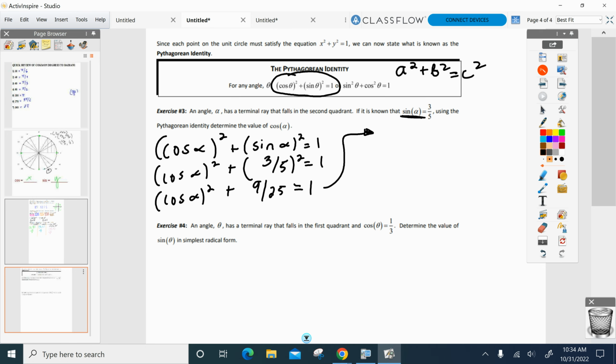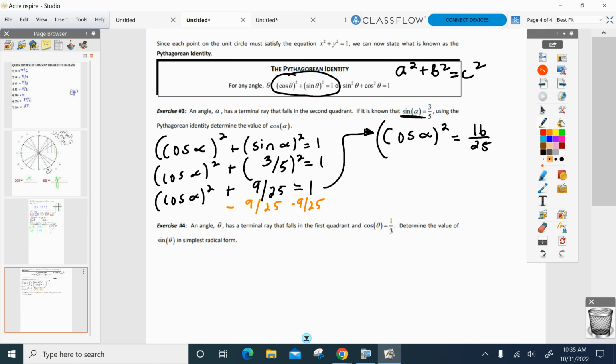How do I move to the next step? Minus 9/25. Get the 9/25 out of there. Subtract it. Minus 9 over 25. Anybody have that fraction? 16 over 25? Yep. All right, keep in mind what we're solving for.